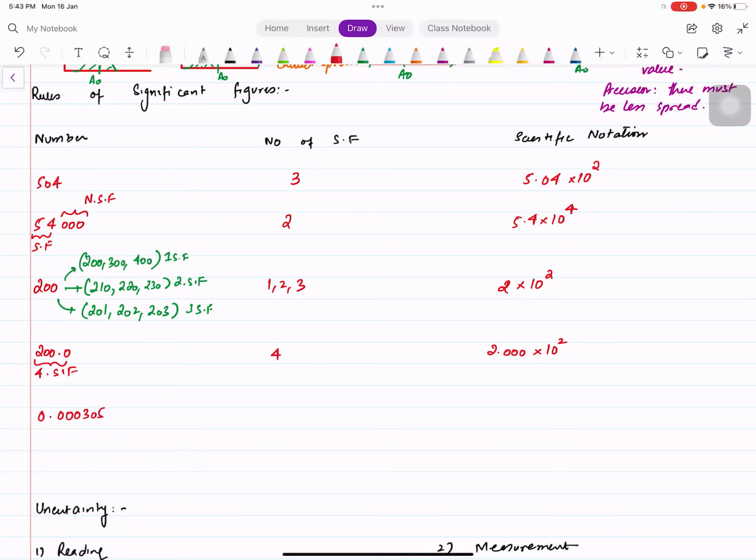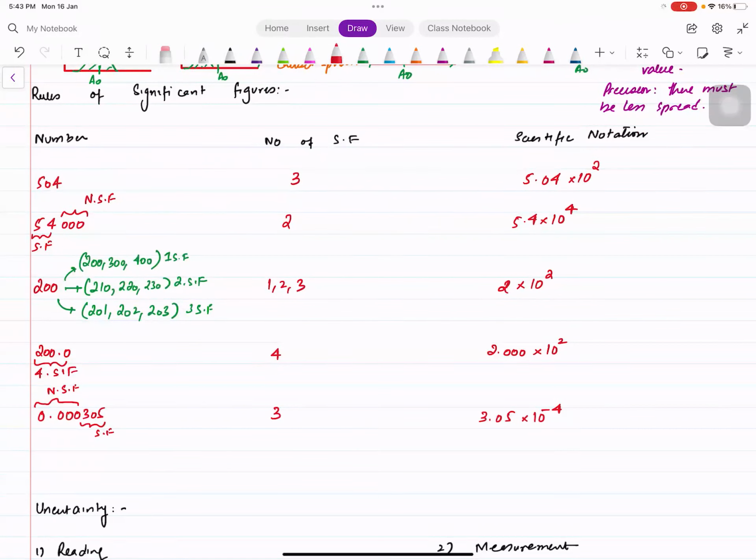Now, it could be like 0.000305. If there's a 0 at the start, no matter how many zeros there are, they're all non-significant. After the first non-zero digit, they are significant figures. So there are 3, and you should write it as 3.05 times 10 raised to minus 4.